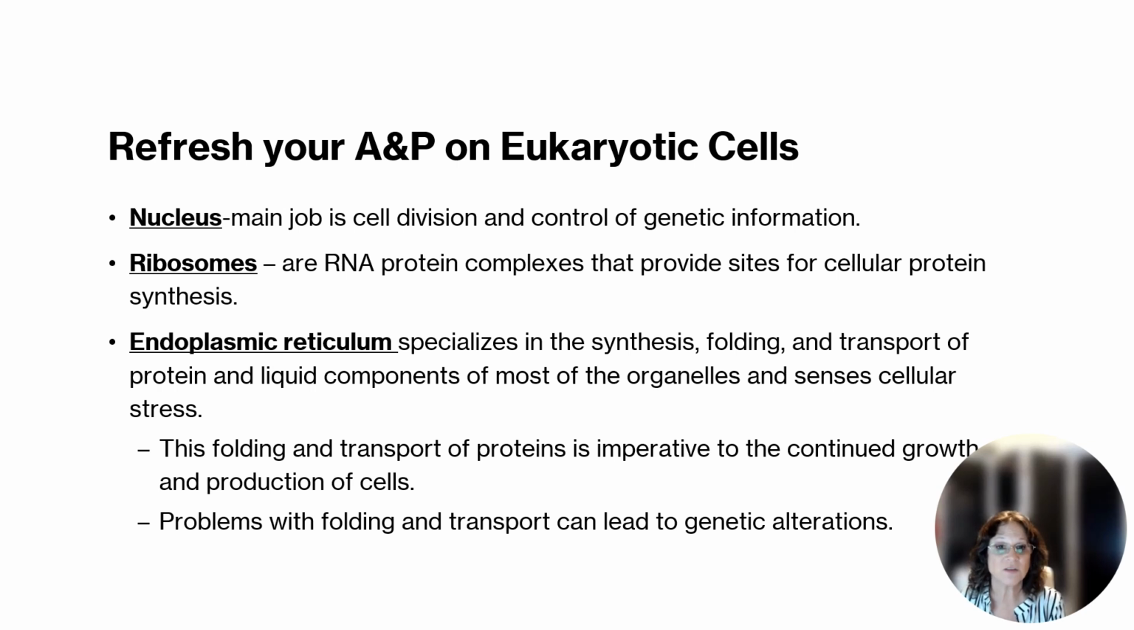So one of the jobs that the endoplasmic reticulum does is involving the folding and transport of proteins, and we need that, again, in order for our cells to be able to grow and to reproduce, to make more of the cells. So when we have problems with folding and transport, that's when we end up with genetic changes or alterations that can actually end up causing a disease or a specific genetic condition.